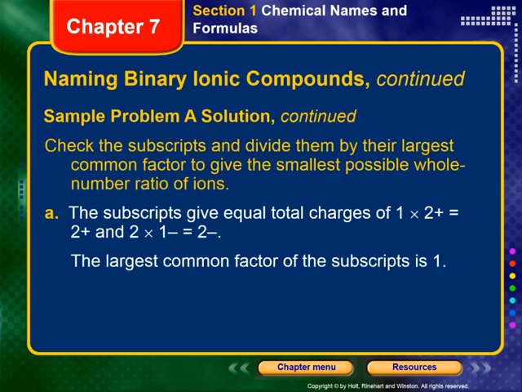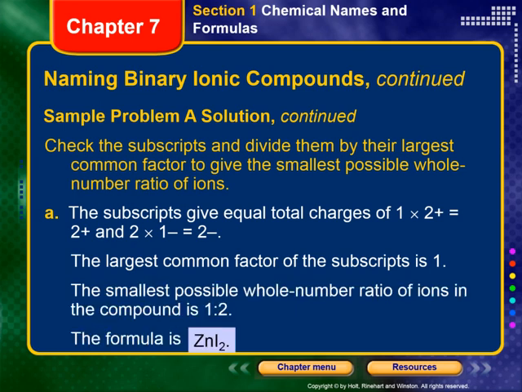Then we check the subscripts and divide them by their largest common factor to give the smallest possible whole number ratio of ions. So for our first example, the subscripts give equal total charges of 1 times +2, which is +2, and 2 times -1, which is -2. So they add up to be 0. The largest common factor of those subscripts is 1. So the smallest possible whole number ratio of ions in the compound is 1 to 2. That means the formula for this is ZnI2.